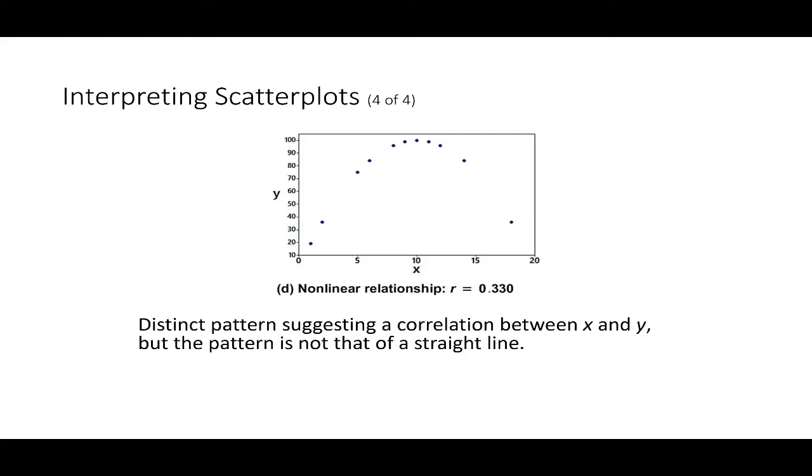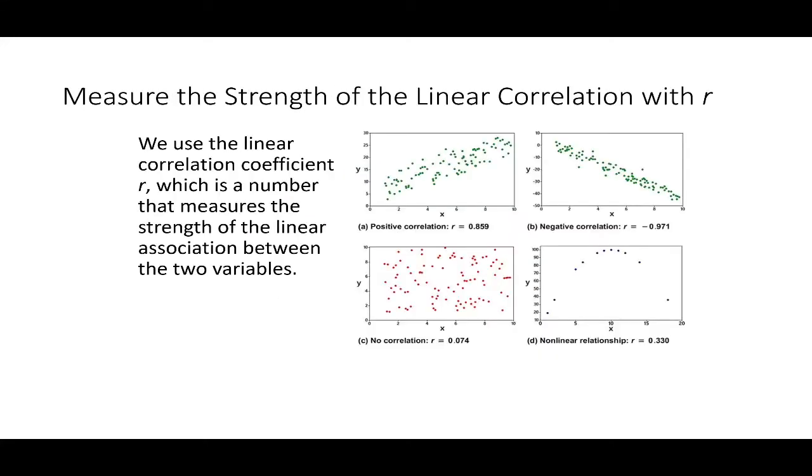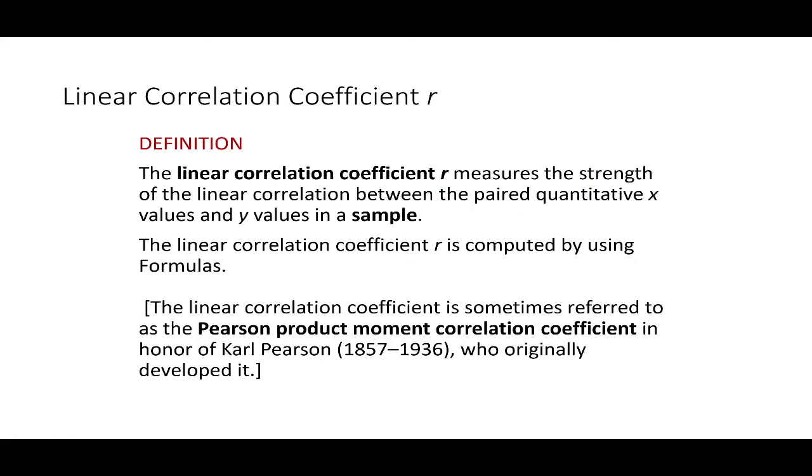This is another example. Here we see a pattern, but it's not actually linear. The value of R is 0.33, a distinct pattern, but not linear. So these are the four examples we discussed. The linear, then no pattern, and then a non-linear pattern. So we use the linear correlation coefficient R.